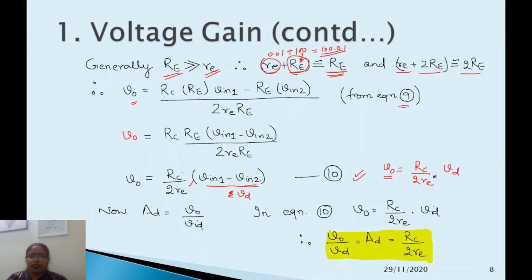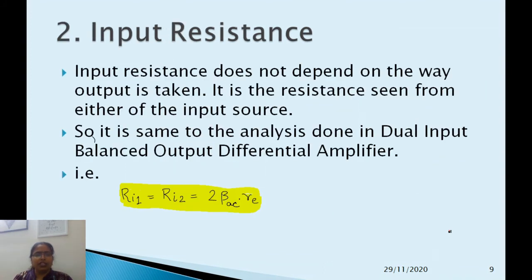Now taking this VD on the other side, V naught upon VD, what is that? That is the differential gain. We are also finding the voltage gain, and V naught upon VID is equal to AD, which is equal to RC upon 2 RE. If you remember, in the case of the dual input balanced output differential amplifier, it was RC upon RE. So by taking the output from one of the collectors with respect to ground, the voltage gain is now reduced to half. The second parameter is the input resistance.